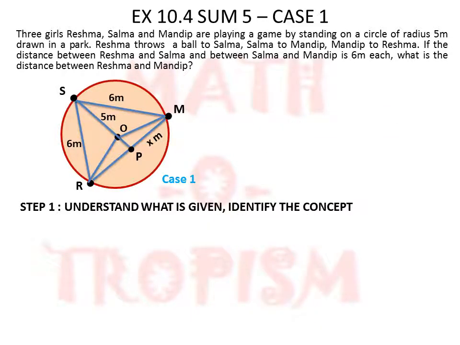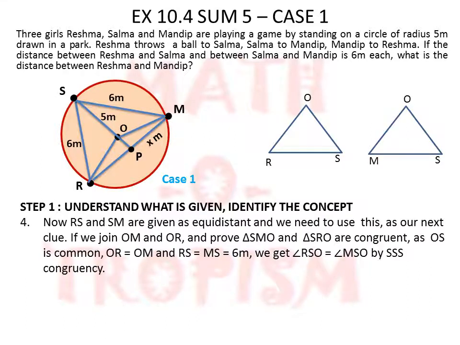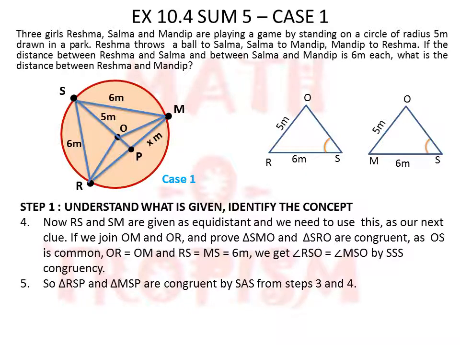Now we need to prove this by taking another set of triangles which we can see, OSM and OSR. Just by looking at them, we can see that we have OS as common, OR and OM as 5 meter, and we know that RS is equal to SM. So by SSS congruency, we get that both triangles RSO and MSO are congruent. If these two are congruent, automatically the angles will be congruent. So we get angle RSP is equal to angle MSP.